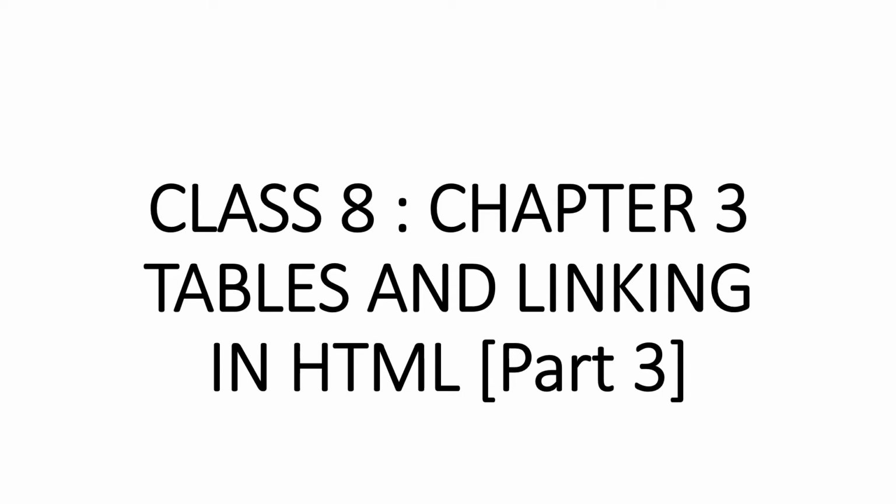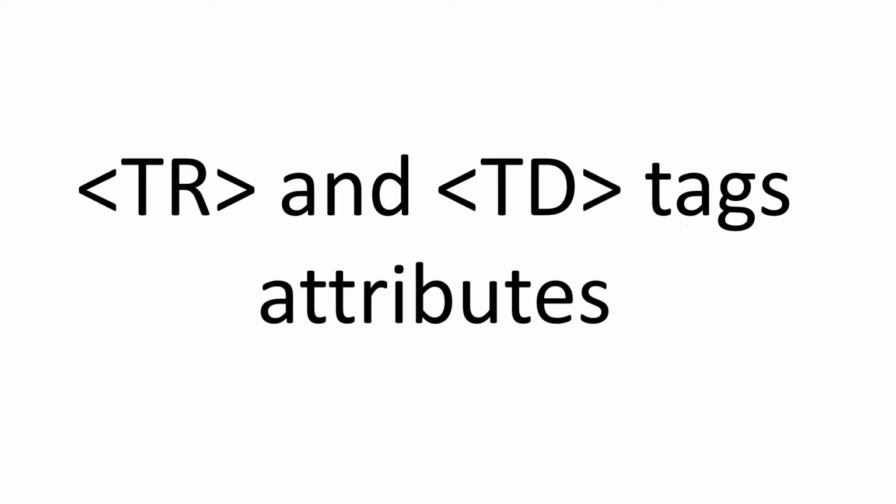In last class we have seen the table tag attributes and we have seen how to use those attributes in the HTML code. Now in today's part we will see the remaining part of the chapter. Okay. First, we will see about TR, that is table row, and TD, that is table data tags attributes. The attributes which we have used in the table tag, how we shall use in the table row and table data tag, okay, that we will see now.